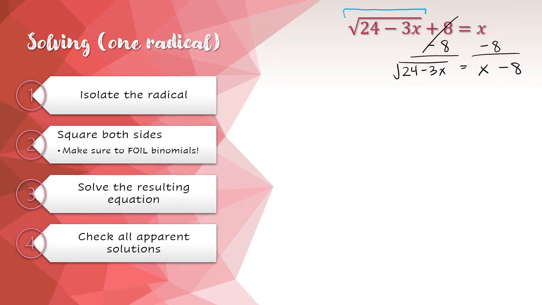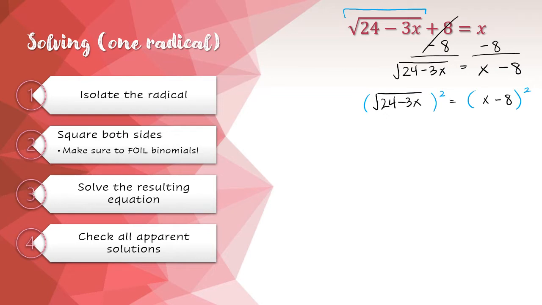Now we need to square both sides of our equation. I'm going to write this as a separate step. So I'm squaring the entire side there, and I'm squaring the entire side there. Let's fill in those blanks. The left-hand side is the square root of 24 minus 3x, squared. And that's equal to x minus 8, squared.